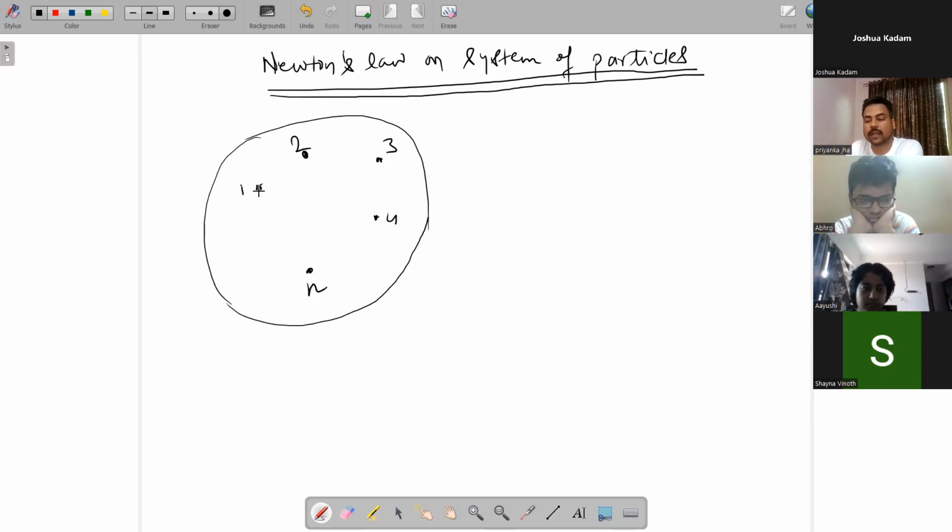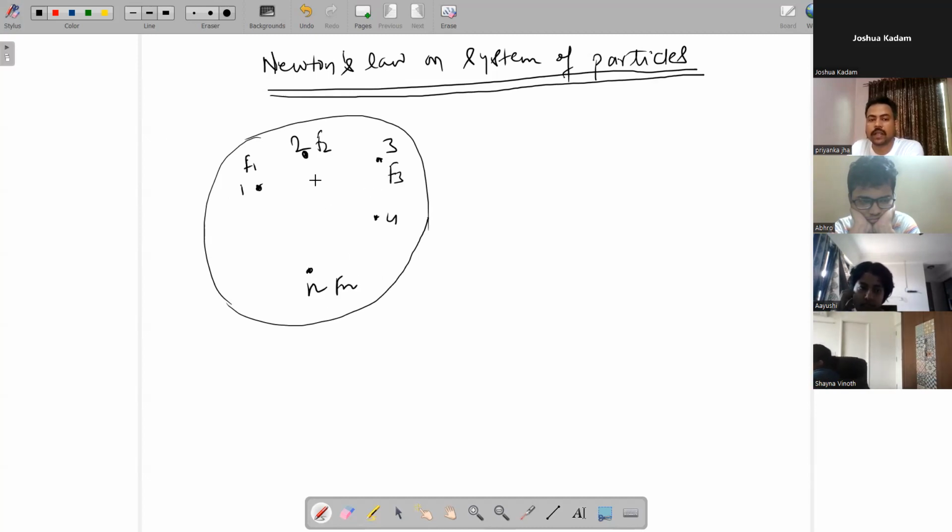Just assume that this particle 1 is experiencing some force F1. Particle 2 is experiencing some force F2. Particle 3 is experiencing some force F3, and like that Fn. This force will include both internal force as well as external force. Means particle 2, particle 3, 4, particle n may also apply some force on this particle 1, and some particles that are outside this system will also apply some force. So this force includes all the forces, internal as well as external.